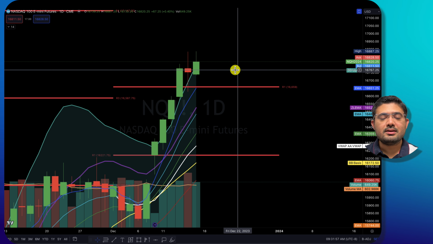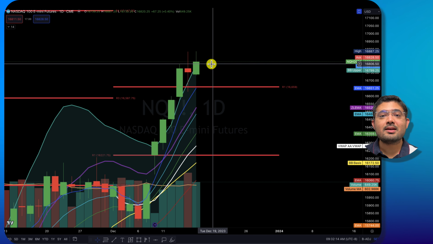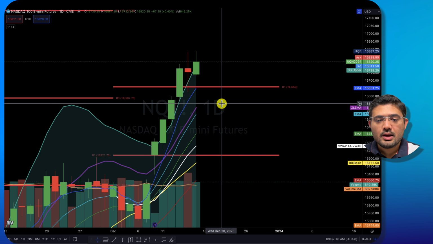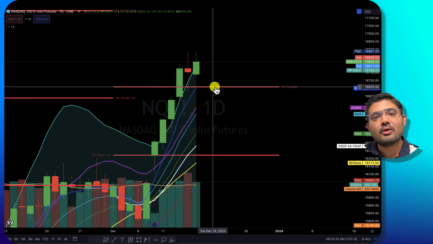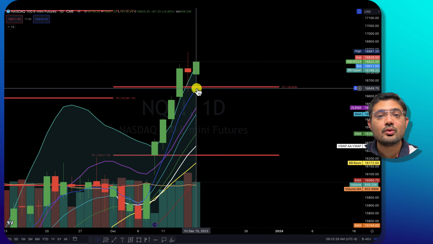Now, this does not mean that we are going to see a heavy pullback or a heavy correction. All I am saying is, for the time being, the buyers are exhausted. So that may result in a consolidation also, and that may result in a pullback also. So let me give you a scenario. If the market decides to pull back, then the first level of support is going to be this 5-day EMA, that is the 5-day moving average.